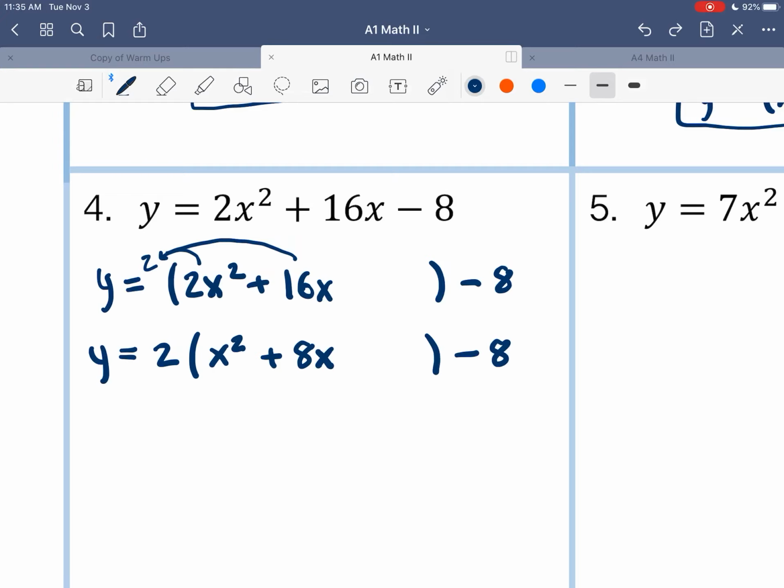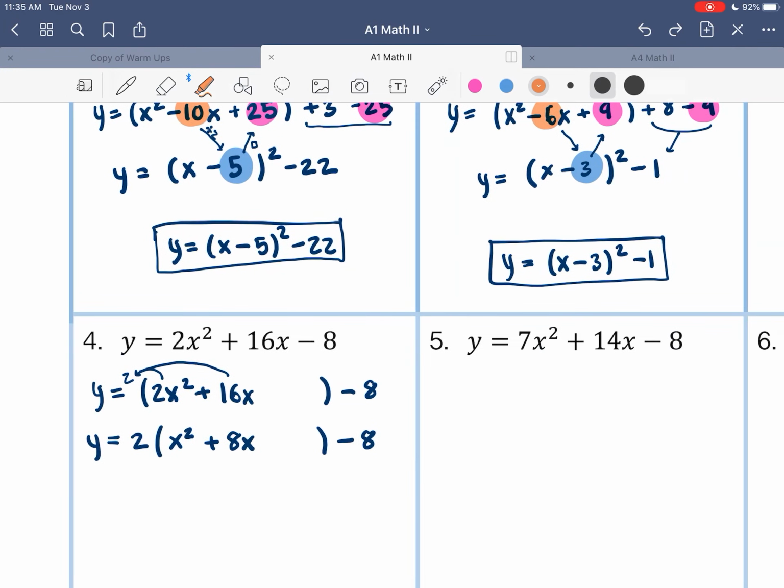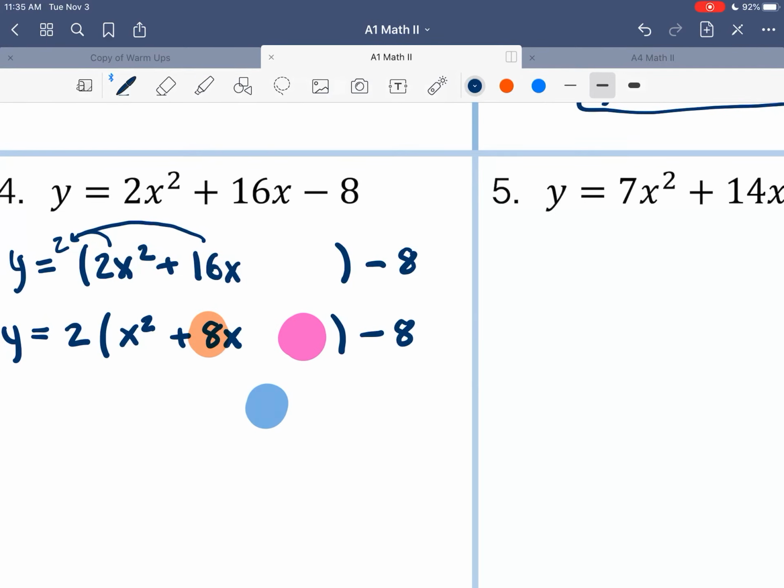And now we don't have a leading coefficient here, so we can complete the square. So the middle number is orange. I've totally confused myself there. The middle number is orange, and we're going to complete the square now. 8 divided by 2 is 4, and 4 squared is 16, positive 16.